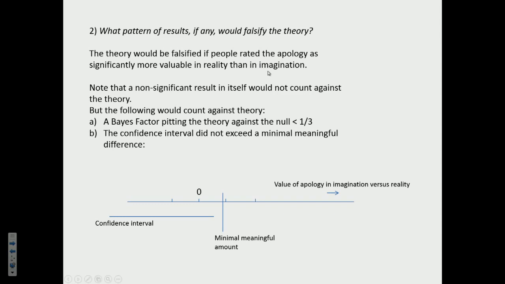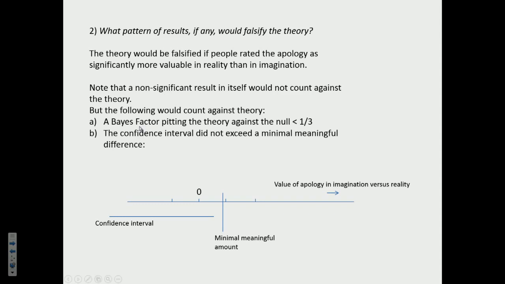Okay, so if it went significantly in the wrong direction. So the little trap, as it were, or the thing to watch out for, is that a non-significant result in itself would count for nothing. So a non-significant result would not count against the theory, not in itself. That's the little thing to watch out for, because the whole literature behaves otherwise.